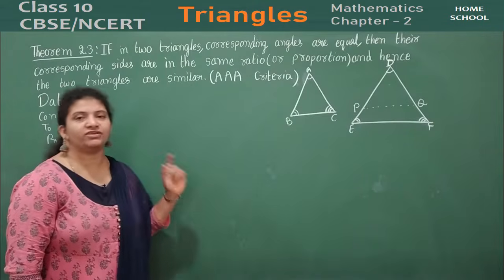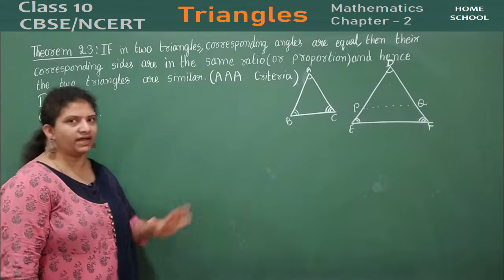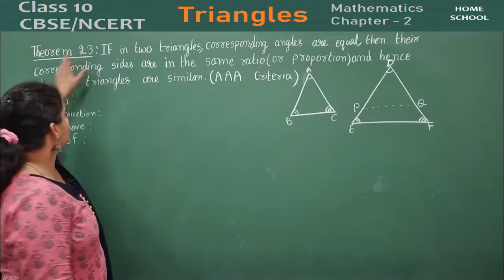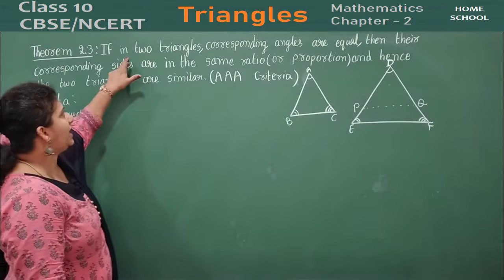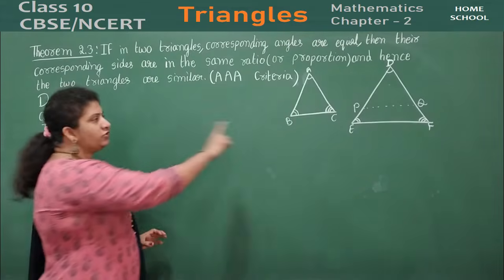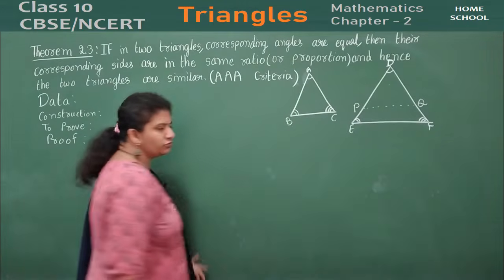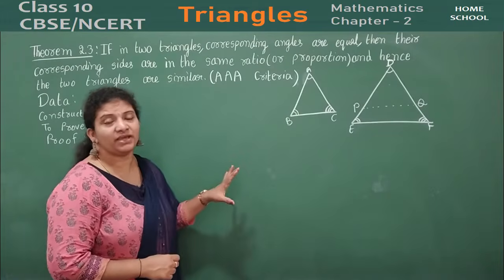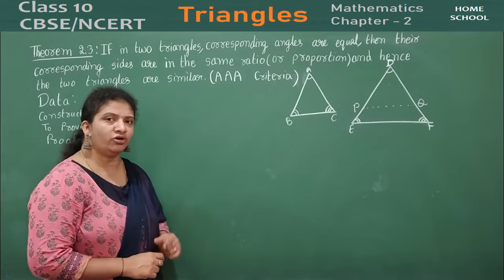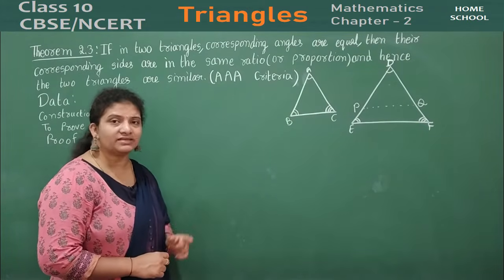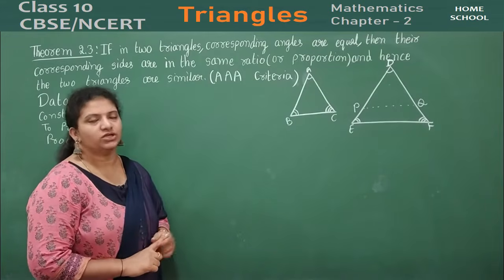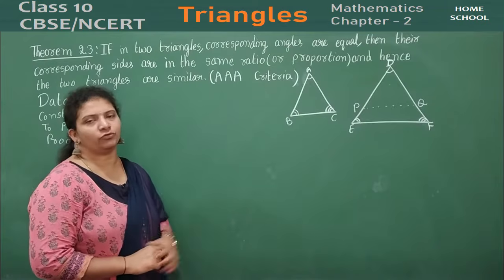So look here, children, every theorem 5 steps are compulsory. What is that? Statement, data, construction, to prove, proof. What is the statement? If in 2 triangles, every word we split here. I am going to consider 2 triangles here. They look similar, but were they really similar? What is the rule, children? You should know. If they are similar, their corresponding angles must be equal and the sides must be in proportion. So the same thing we need to prove here.